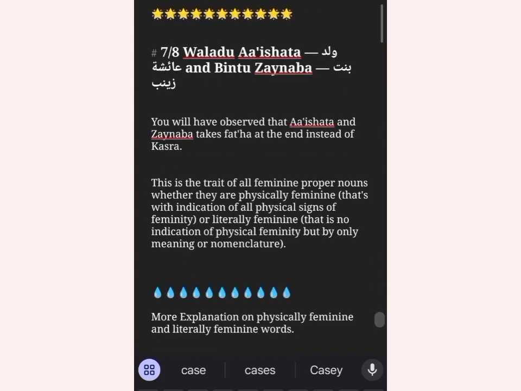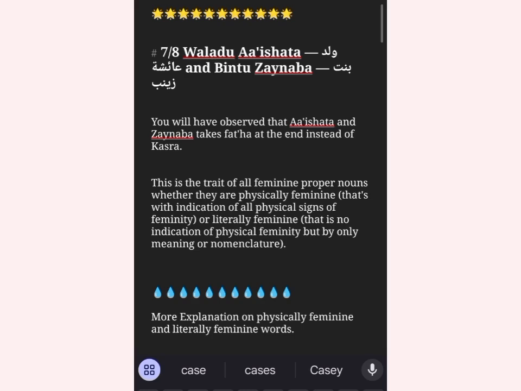Okay, now let's look at 7 and 8. Walad Aishata bint Zainab. It is observed that Aisha, instead of taking a kasra, takes a fatha. So we don't say waladu Aishati, no, nor waladu Zainabi. We say waladu Aishata bint Zainab. Why? This is just a trait of all feminine proper nouns that are four-letter words. They will have a fatha instead of a kasra. They will not take kasra.